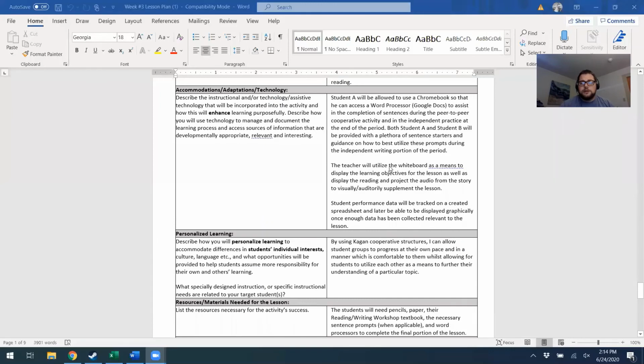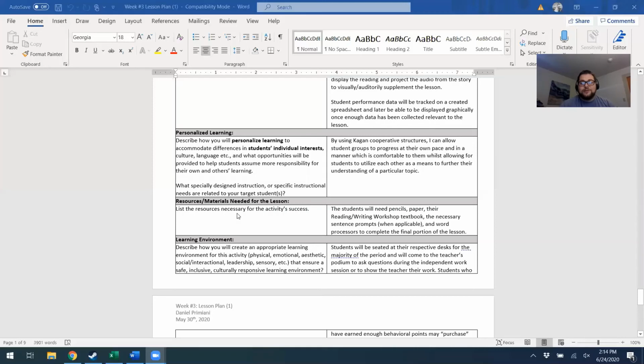So these are those cooperative structures. You cannot overstress their importance. That allows students to progress at their own pace in the manner which they are most comfortable, and allows them to utilize each other as a means to further their understanding of a particular topic.